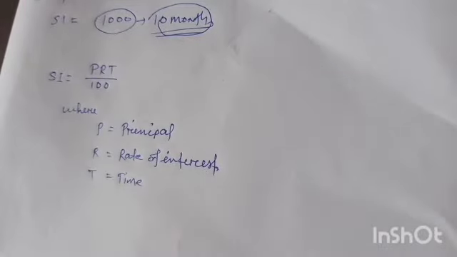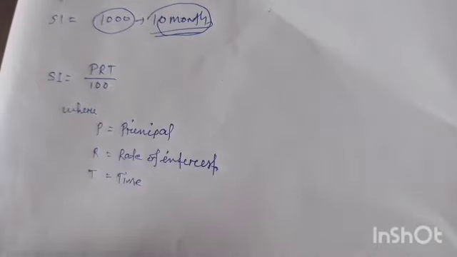Okay, time means for how many years we have taken this money, for how many days, for how many months, etc. So this is the simple form of simple interest. Very shortly and briefly, this is simple interest. If you want to know more, then see the book and wait for my next class. I will give you that explanation.